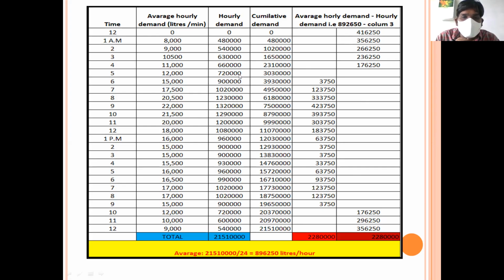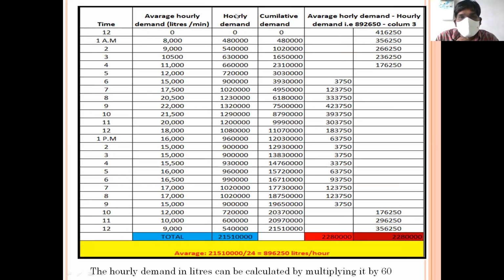See here, how did we get the third column? Simply, one empirical formula is there to get the hourly demand. The hourly demand in liters can be calculated by multiplying by 60. 8,000 into 60 is 4,80,000. 9,000 into 60, and like that we have the values of this third column. Up to here, we discussed yesterday itself. Understand? Are you with me now?